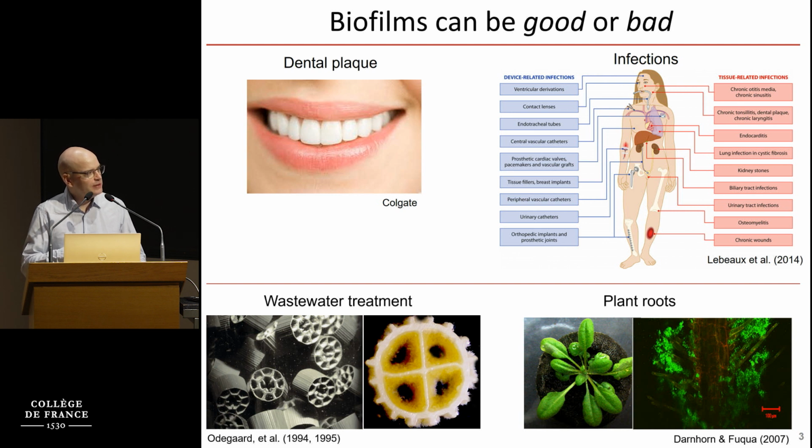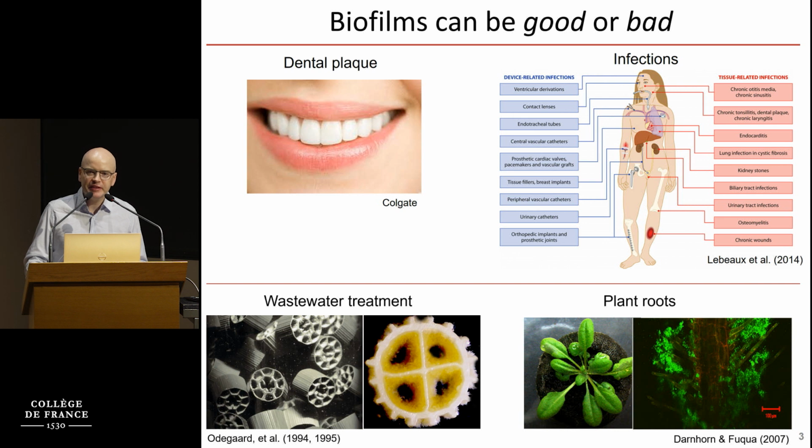And what's shown here is Arabidopsis. This is a classical lab plant that is studied in the biology community. And on the right here, in very faint red fluorescence, is the root of this Arabidopsis plant. And in green is a biofilm that covers the root of this plant. And this biofilm serves several important purposes for this plant.